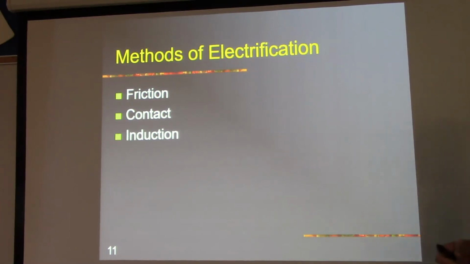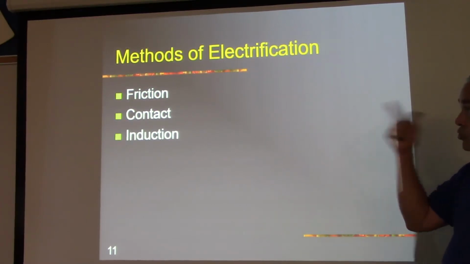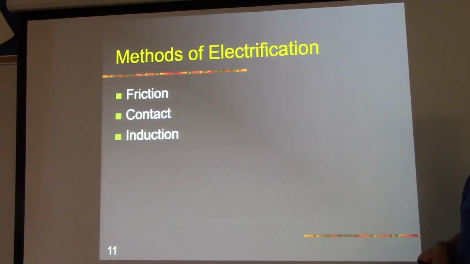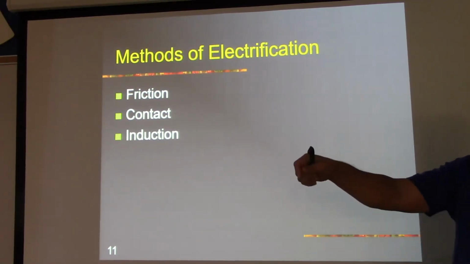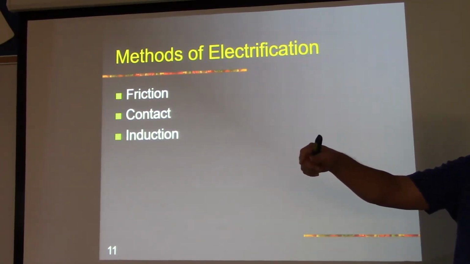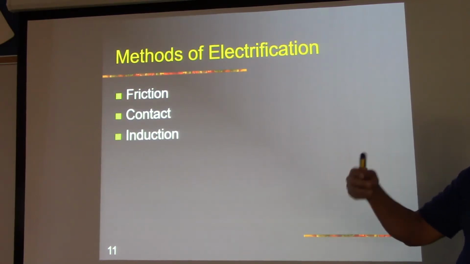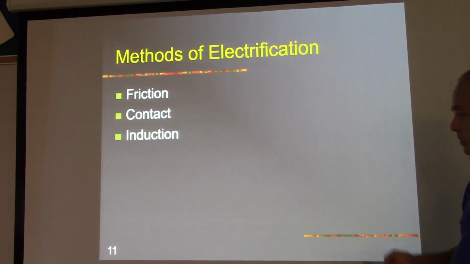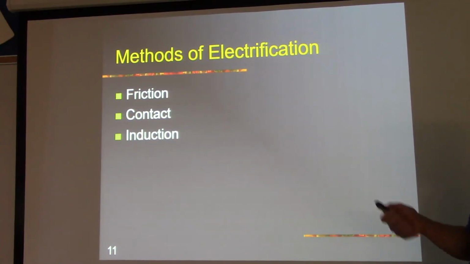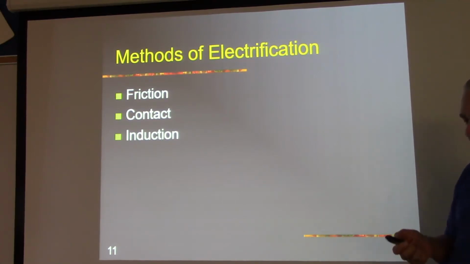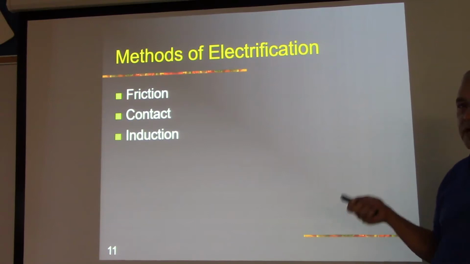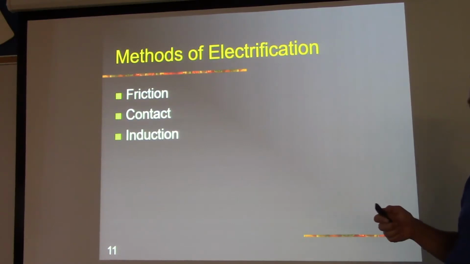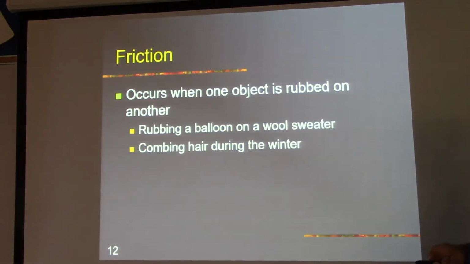Now, how can we electrify something? Well, friction, you guys are all familiar with that, I'm sure, especially during the winter, like if you're at a department store and you're walking around and you reach over to grab a shirt off the rack and you touch that metal rack, zap, static electricity. Contact is another way of electrification, and then we can use induction, and it turns out induction is the most important from an X-ray standpoint.